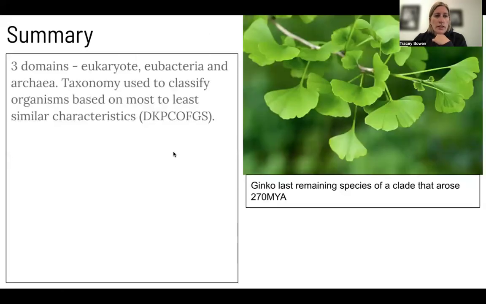So to summarize, there's 3 domains: eukaryotes, eubacteria, and archaea. And taxonomy is used to classify organisms based on most to least similar characteristics. This is domain, kingdom, phylum, class, order, family, genus, species. And you can use an acronym to remember this. Other than domain, I hear King Philip came over for green spaghetti, or good spaghetti. And you could pretend like you're telling a doctor that, Dr. King Philip came over for green spaghetti.